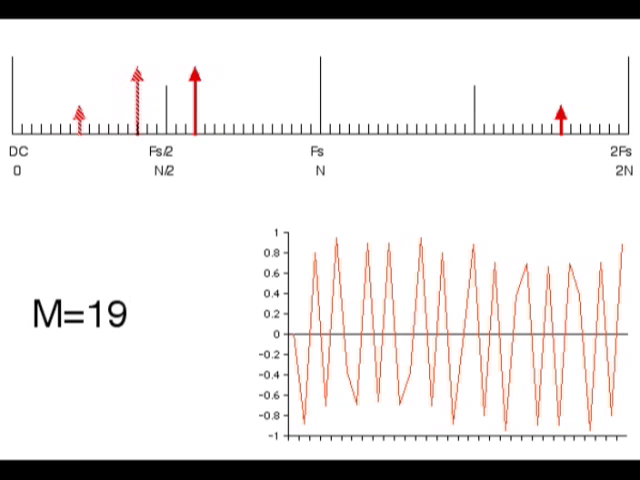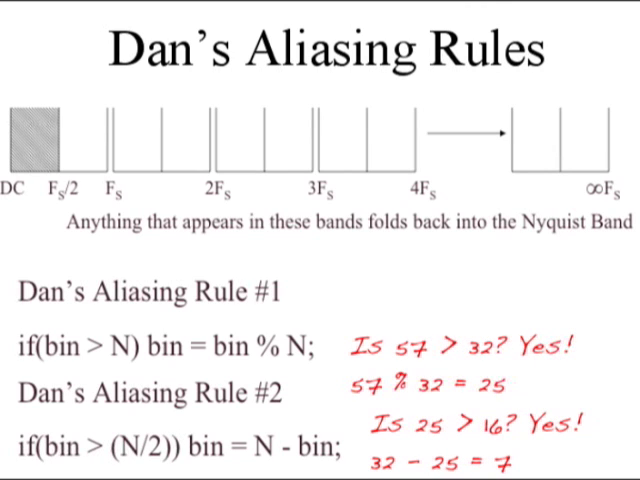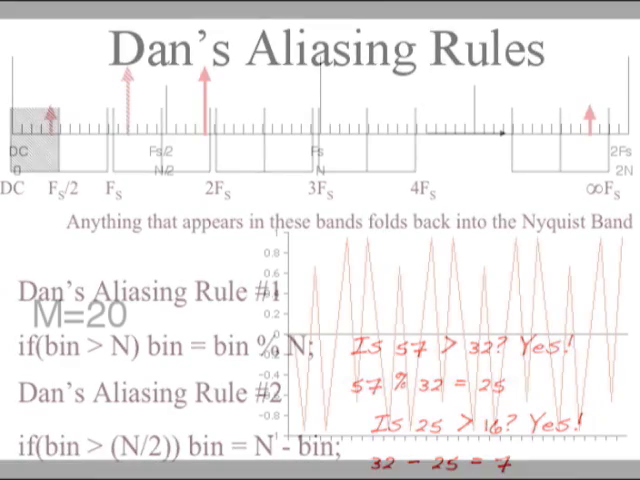Let's push M up to 19 now and watch where the aliases of both the fundamental and the third harmonic go. The fundamental is still not greater than N, so then the question is 19 greater than 16? The answer is yes, so we alias back into bin 13 for the fundamental. The third harmonic, however, is way up in bin 57, which again we can't see, so it's greater than 32, so it's now aliasing back into bin 25. However, we can't see bin 25 either, so we have to apply Dan's aliasing rule number 2. Is 25 greater than 16? Yes. So 32 minus 25 is equal to 7. So the third harmonic is aliasing back into bin 7.